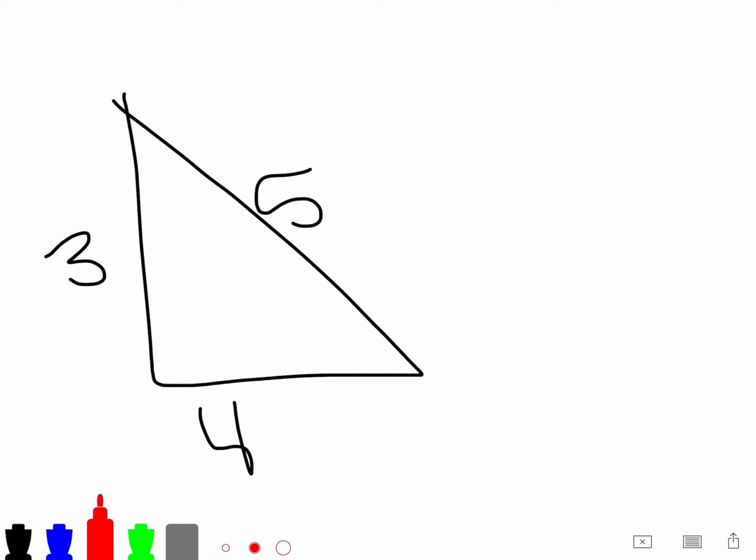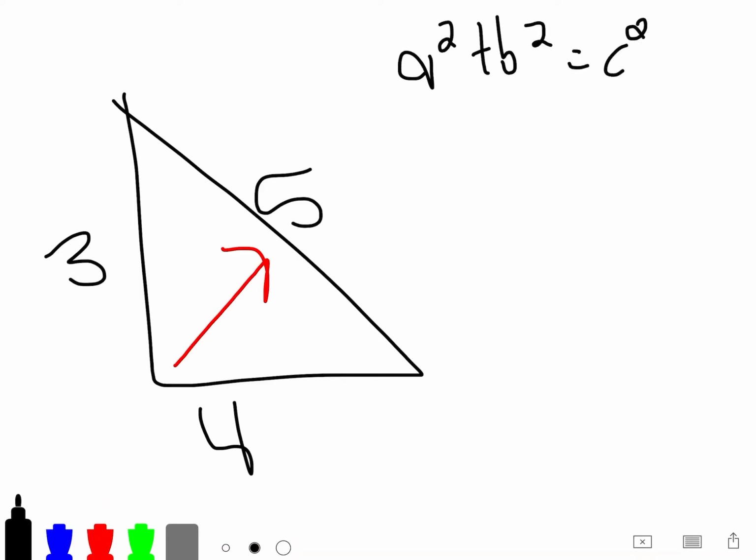We know that this one kind of looks like a right angle, and it's the longest side, so that has to be the hypotenuse because it's the longest side. So for example, we'll say it should be a squared plus b squared equals c squared. If it is a right triangle, it will follow this and be correct. We'll make 4 a and 3 b, and this is c.